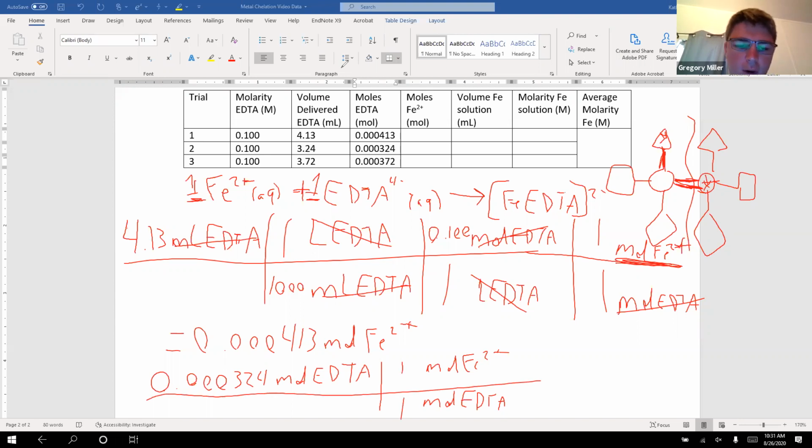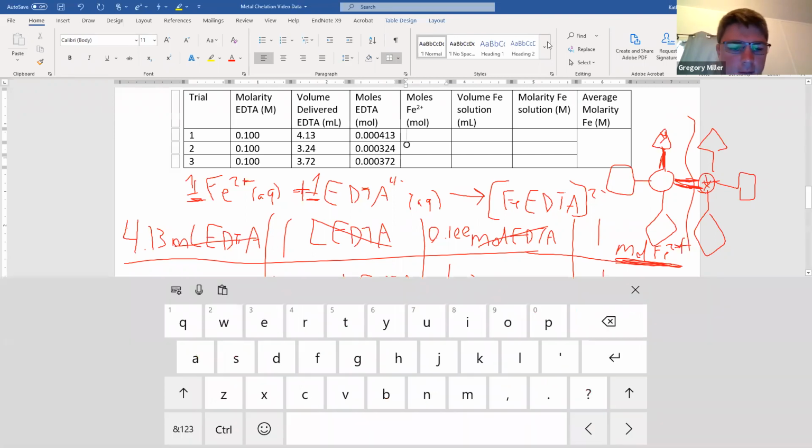and it's still a 1-to-1 ratio. So we'll get 0.00324 moles of iron 2. So we'll go ahead and fill all of these in.